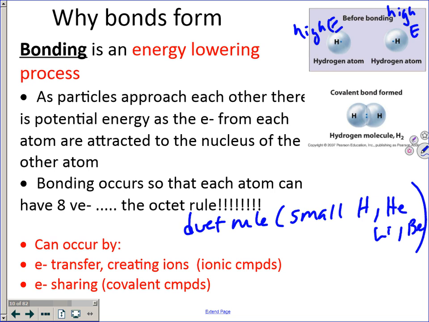So when these two high energy atoms come together, they share electrons or they donate electrons, they form a bond, and that actually stabilizes them. They actually get to lower their energy and become stable.